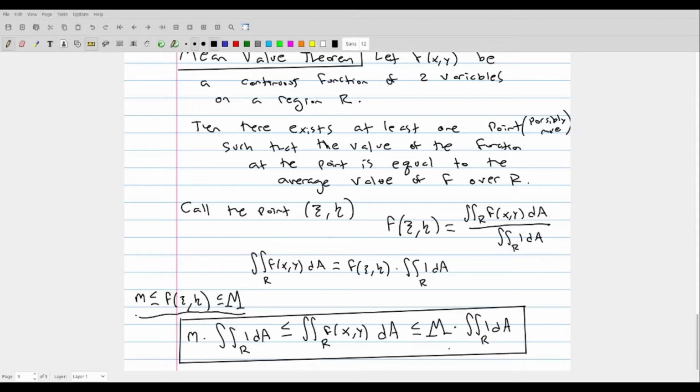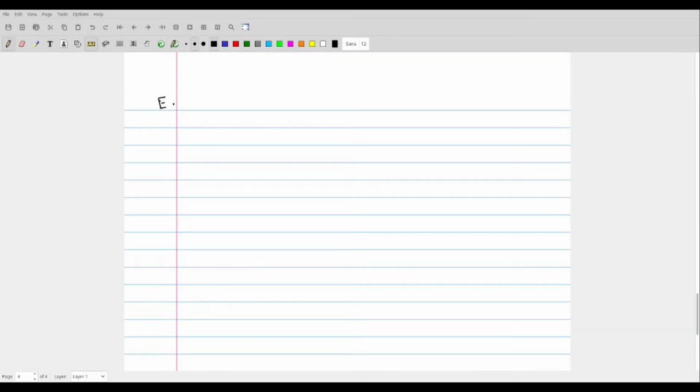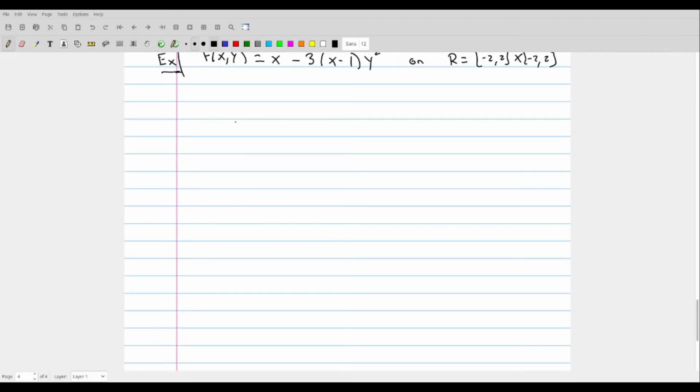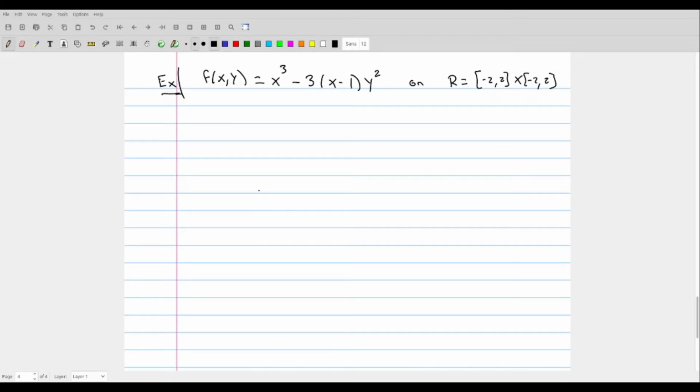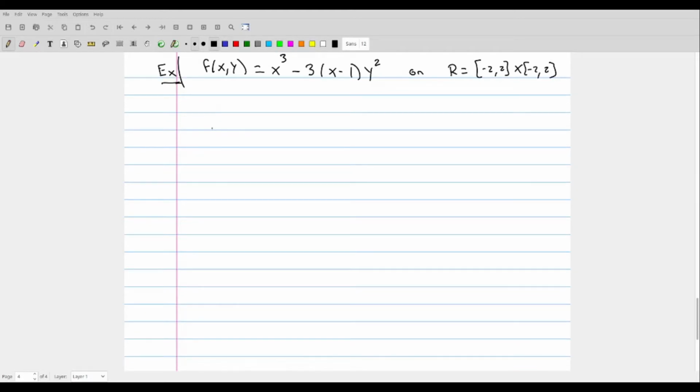So we'll consider the following example and show that we can directly do this and apply this theorem. Specifically, we'll consider applying this theorem to the function f of x, y, which we'll take as the polynomial x cubed minus 3x minus 1 times y squared on the rectangular domain from -2 to 2 in x and -2 to 2 in y. And the first thing we have to do to apply the average value formula is to figure out the integral of this function on this region. So let's go through and do that.